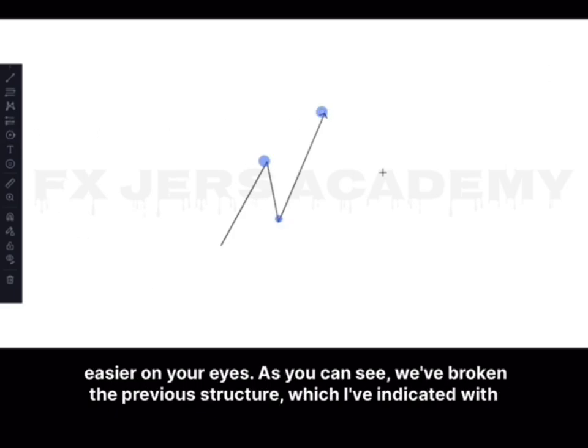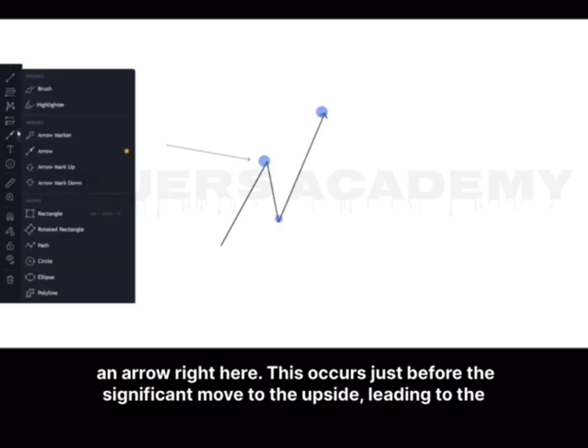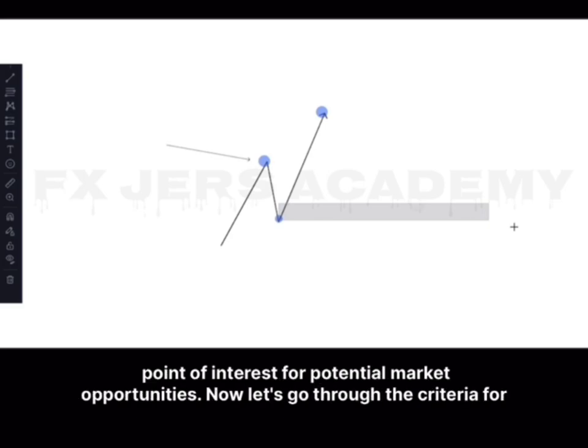As you can see, we've broken the previous structure, which I've indicated with an arrow right here. This occurs just before the significant move to the upside, leading to the formation of a higher high. The demand zone is located at the higher low. This area is our next point of interest for potential market opportunities.